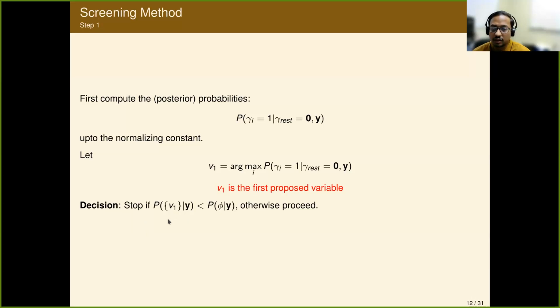And we take a decision. So if the posterior probability of the singleton set V1 is more than the probability of the model that has no variable that's important, if it is bigger, we continue. If it's smaller, then we say maybe none of them is important. So let's just stop.